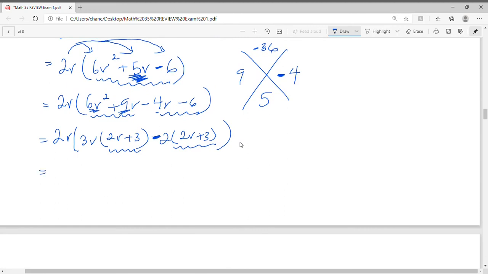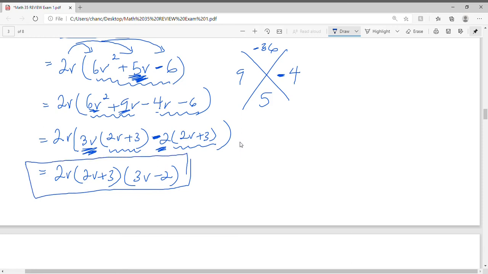So in order to factor this, we have 2v in the front, and then since we took out 2v plus 3, that leaves us 3v minus 2 left. And this is our factored polynomial.